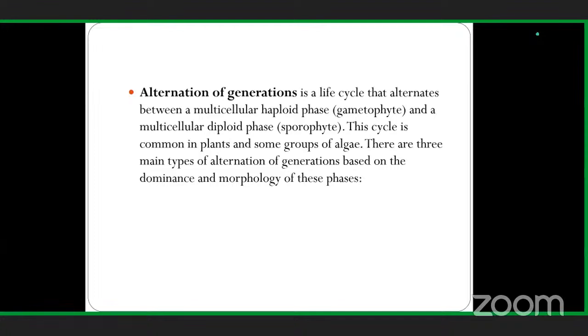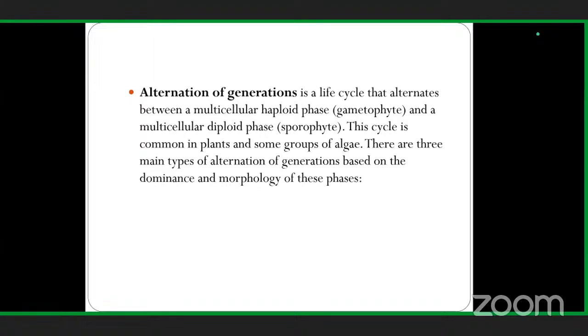Next is alternation of generations. We have done the 11 classes. Now we will learn about algal alternation of generations. What is alternation of generations? We have already learned it, but it is a life cycle that alternates between a multicellular haploid phase, the gametophyte, and a multicellular diploid phase, the sporophyte. This cycle is common in plants and some groups of algae.